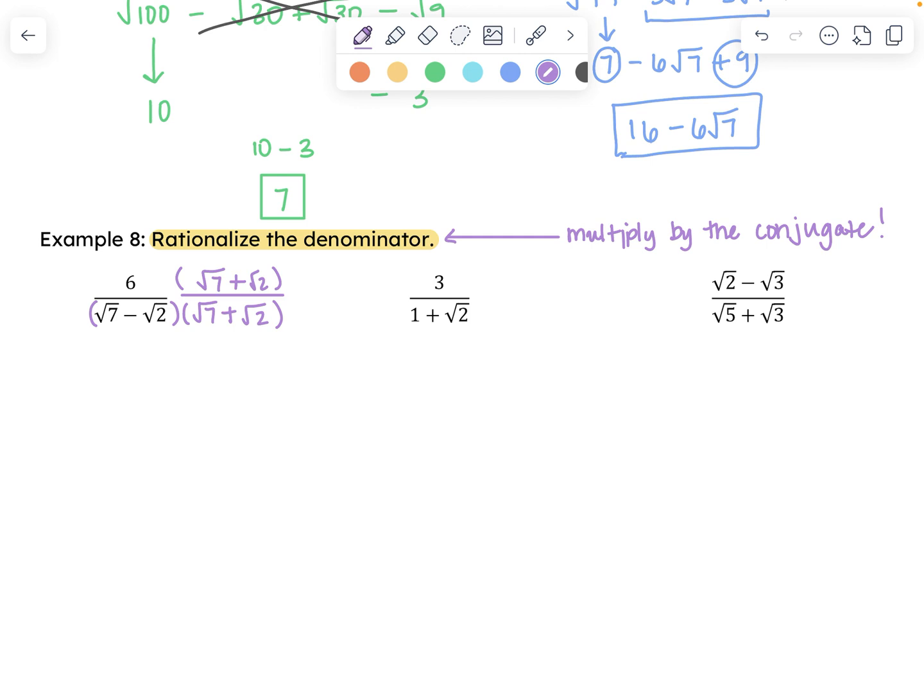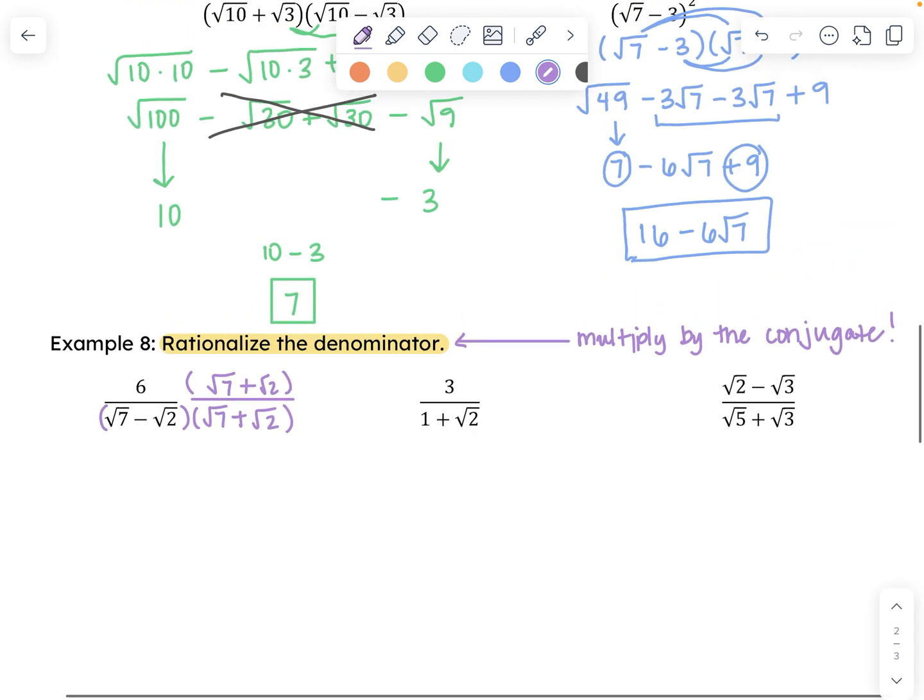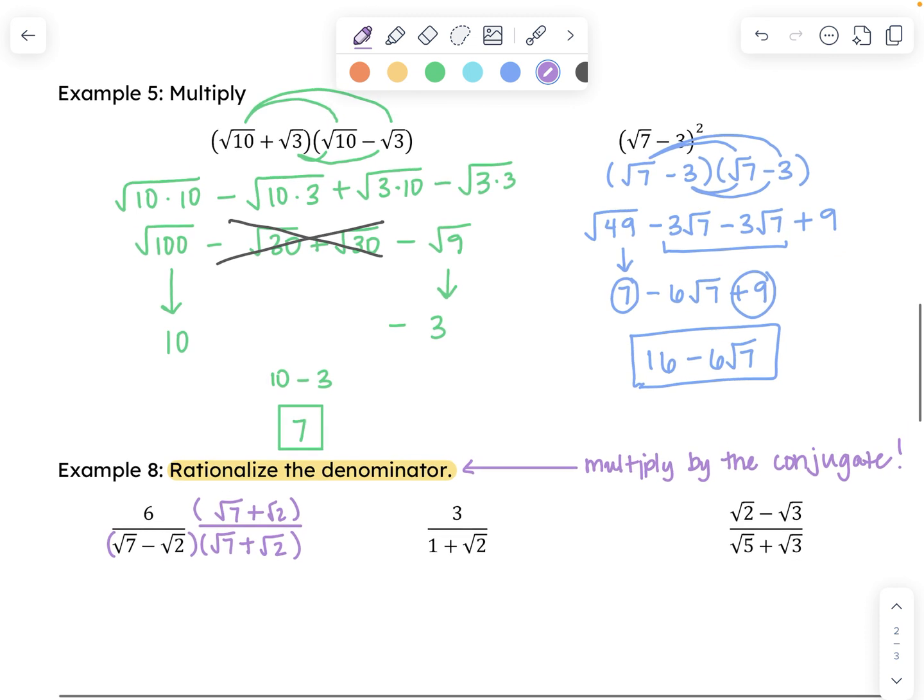The square root of 7 plus the square root of 2 over the square root of 7 plus the square root of 2 would simplify down to 1. So I'm just multiplying by a really fancy 1. And if you look at our example right above in green, we actually multiplied by conjugates right there. Square root of 10 plus square root of 3 and square root of 10 minus square root of 3. And you'll notice when we multiplied by conjugates, that's when we get down to that nice pretty whole number answer.